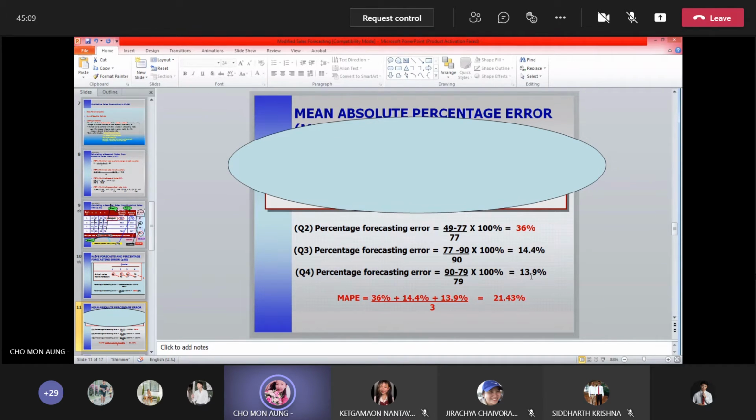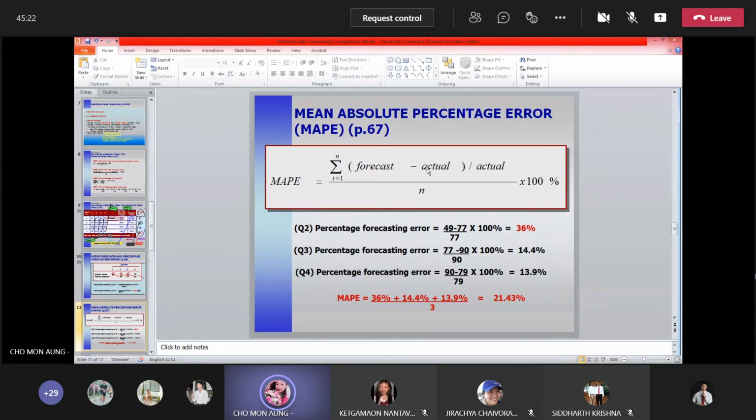So these are on a quarterly basis, the error that we make every quarter. What about in the whole year? What is the overall mistake that we make in forecasting the sales? Overall, we use this equation, MAPE, mean absolute percentage error. Mean, we are going to find the average of all these. So we plug in the numbers in the equation.